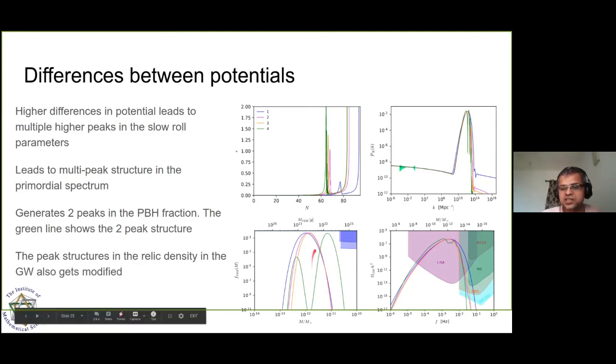You have a two-peak structure, and in all of the cases we have restricted ourselves to the cases where the fraction of the PBH is 1. So it actually completely describes the whole dark matter density. You also have a multi-peak structure here in the background gravitational waves, but it will be very hard to detect this.